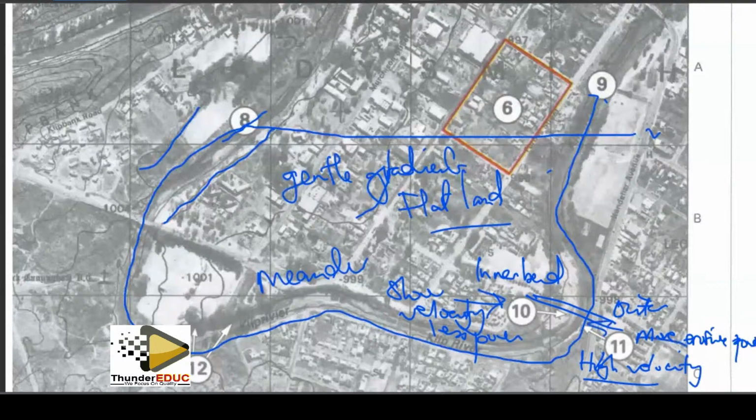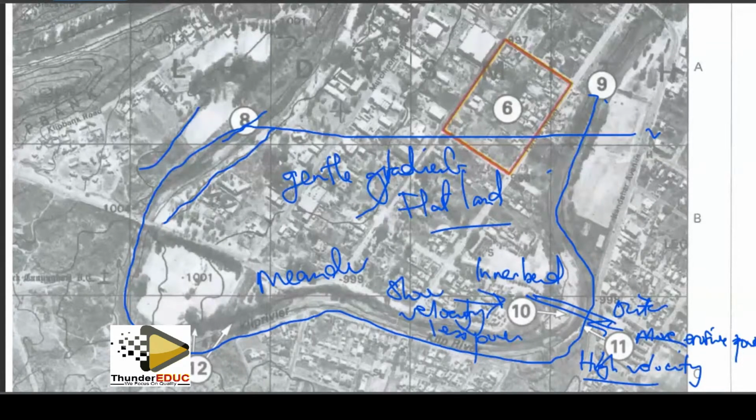So basically, we're worried about this part. There's high velocity on the outer bend, and with the high velocity, the river has more erosive power, causing erosion at 11 and deposition at 10. We are applying the concept of a meander here. We are focusing on the bend along a river channel. We are applying the basic concepts of the outer bend and the inner bend of a meander.